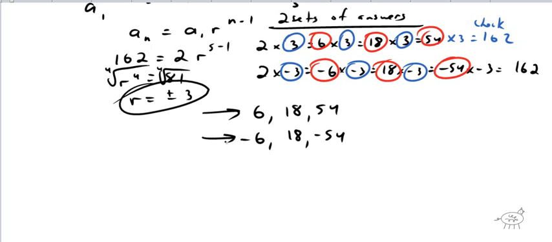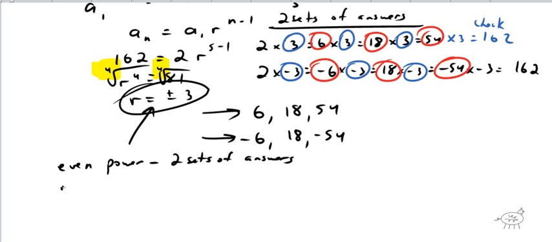Okay, so that's really not that bad. What I want you guys to understand is, this root right here was 4, an even root. So you guys remember, if it's an even root, or really you should say even power, there are two sets of answers. If it came out to be an odd power, then it's one set of answers.